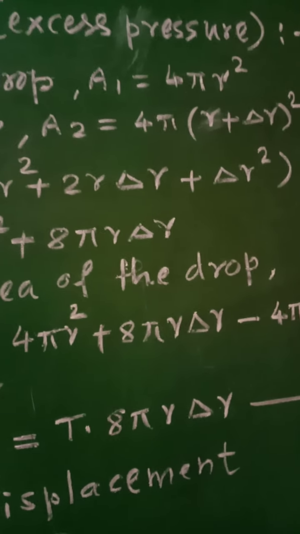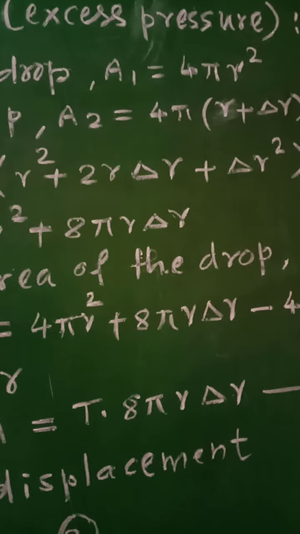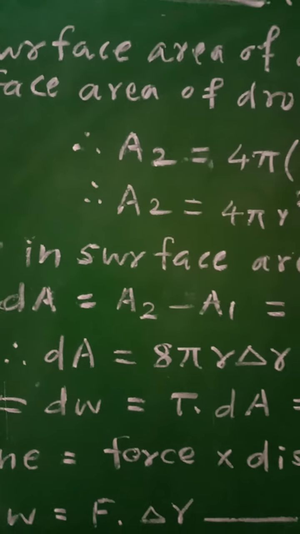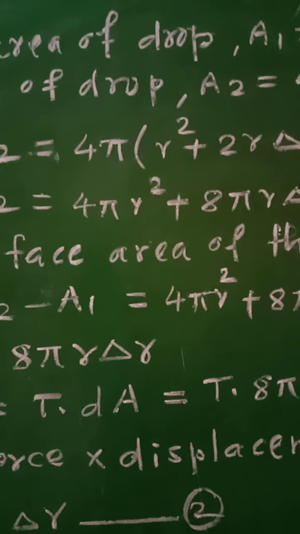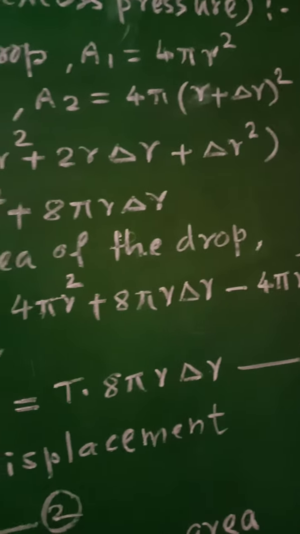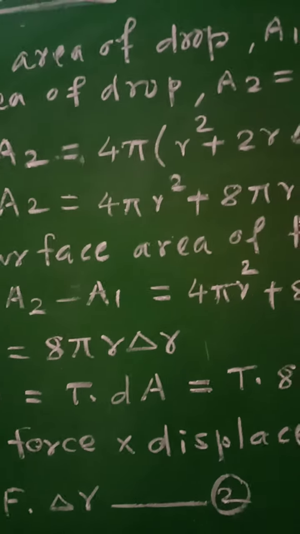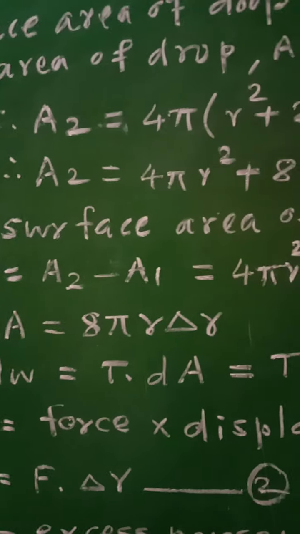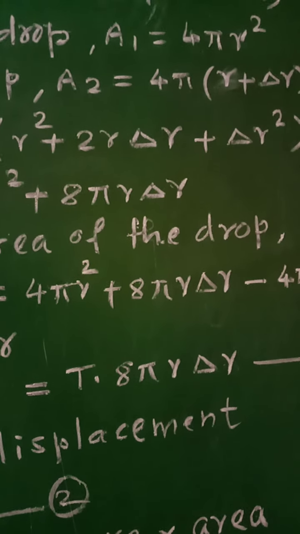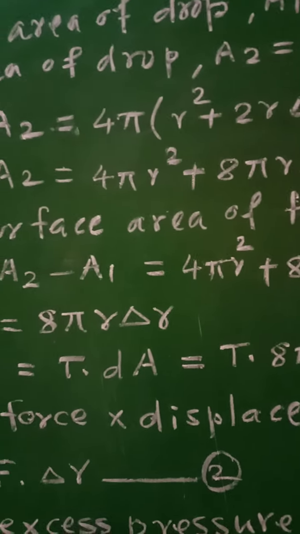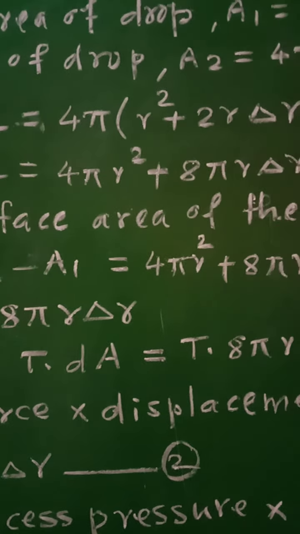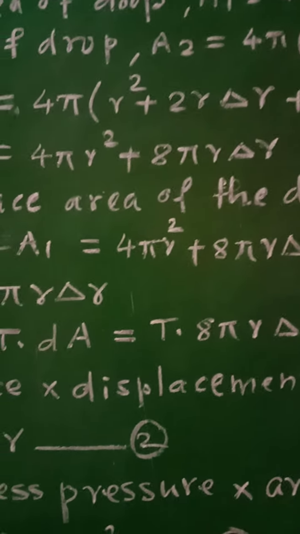Now this bracketed term r plus delta r will be expanded by using the formula a plus b whole square, and therefore A2 equal to 4 pi into r square plus 2r delta r plus delta r square. But in this relation, delta r is very small, that is the change in radius of that drop is negligible, and hence the last term delta r square will be neglected, and therefore we get A2 equal to 4 pi r square plus 8 pi r delta r.